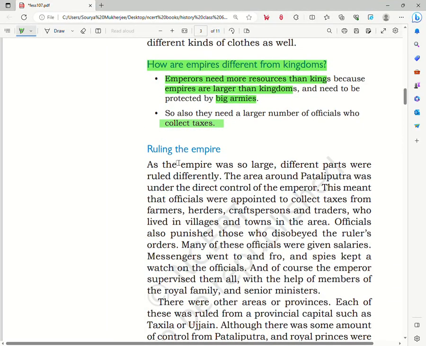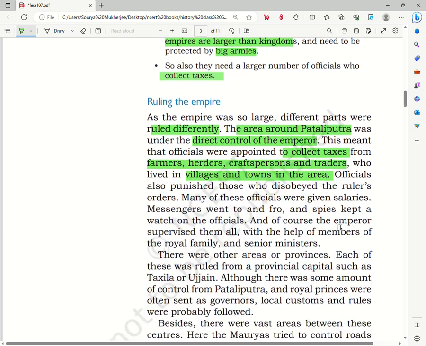Ruling the empire. As the empire was so large, different parts were ruled differently. The area around Pataliputra was under the direct control of the emperor. This meant that officials were appointed to collect taxes from farmers, herders, craftspersons, and traders who lived in the villages and towns in the areas. Officials also punished those who disobeyed the ruler's orders.